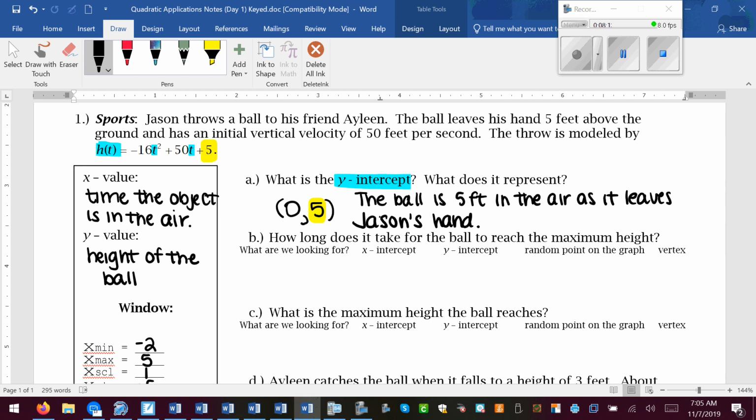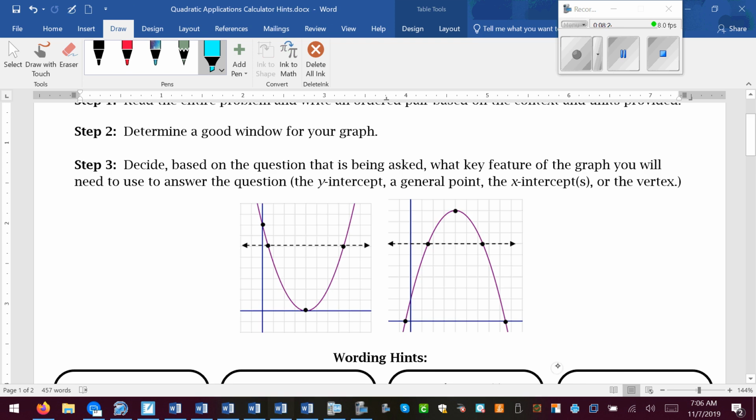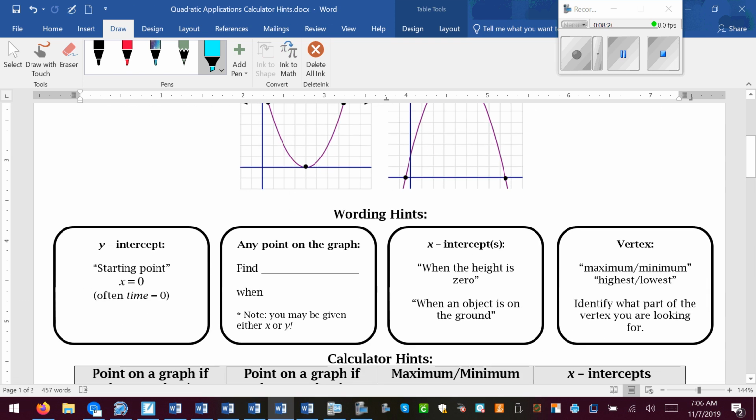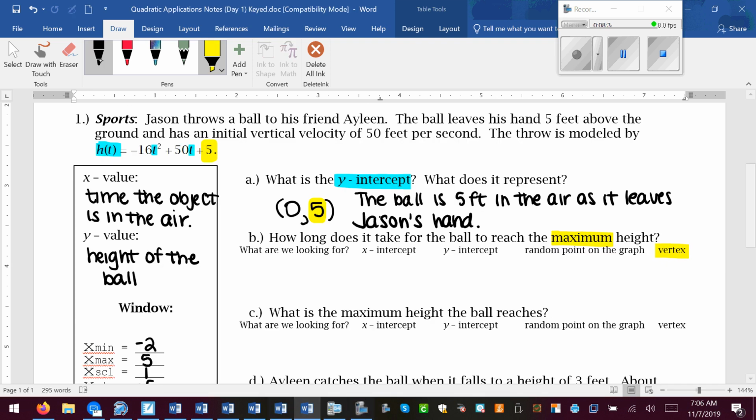Part B says, how long does it take the ball to reach the maximum height? When you read that, really focus on some key words. This one is the maximum. To me, that hints a vertex. If you go back to your gold sheet, there are some wording hints. Anytime you see maximum or minimum or maybe even highest or lowest, that means you're going to look for the vertex. And the good news is we already found the vertex.